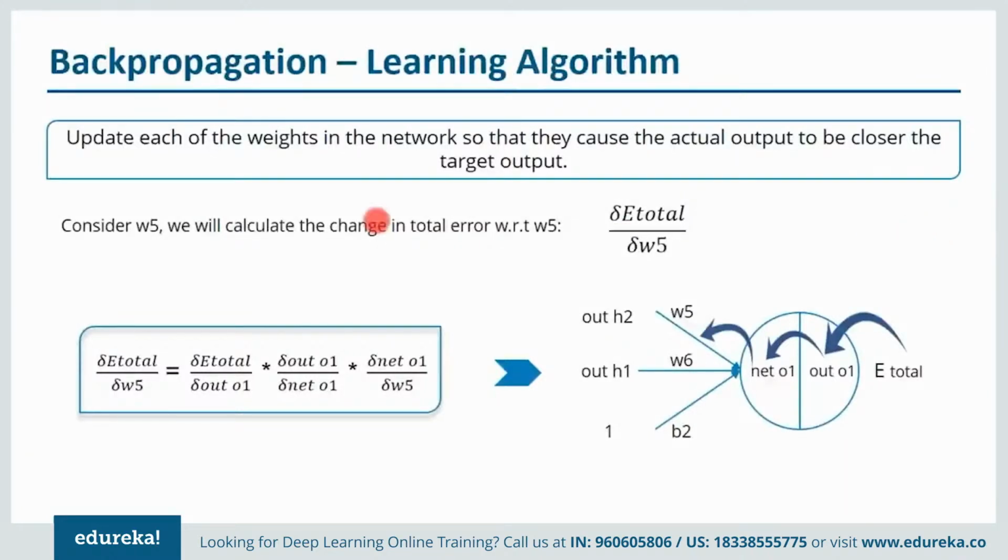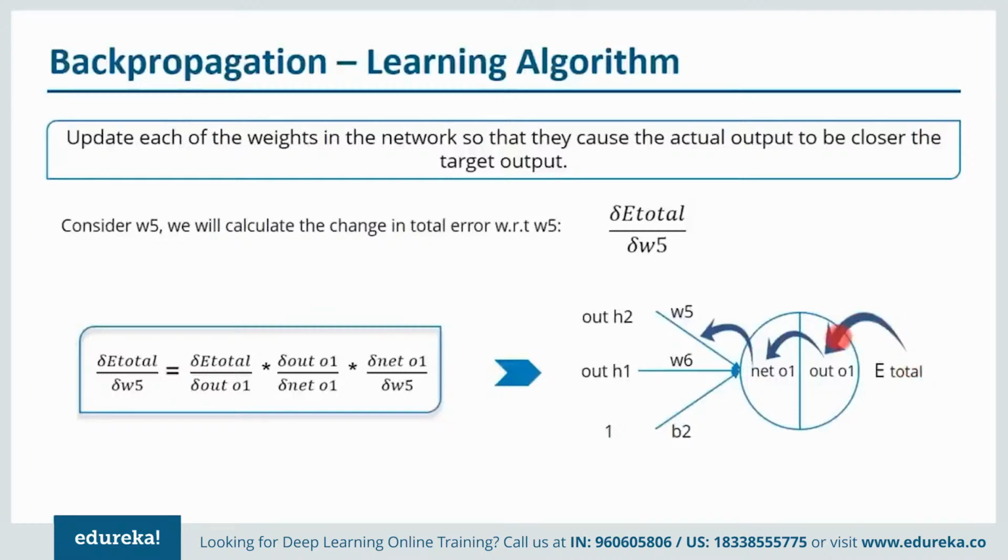First we're going to calculate the change in total error with respect to any of the weights. We'll take W5 for example, just to show you. So we're going to calculate the change in the total error with respect to the weight W5. We're going to apply the chain rule here. Using partial derivatives, we calculate delta E total by delta out O1, into delta out O1 by delta net O1, and then delta net O1 by delta W5, as you can see from this example as well.